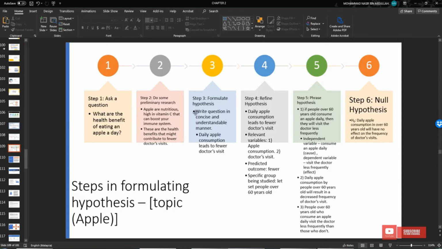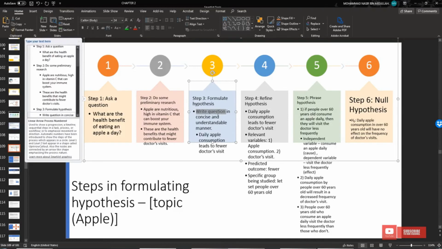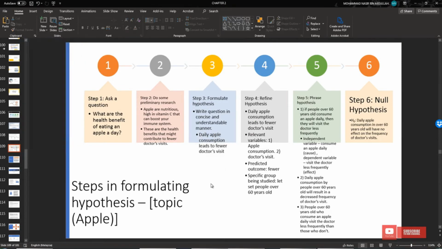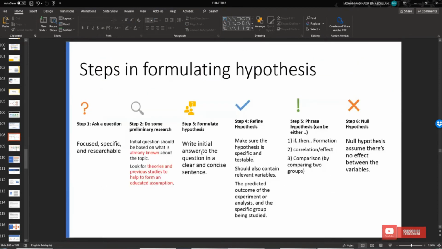So let's look at how we formulate a research hypothesis. We need to write in a concise and understandable manner. So daily apple consumption leads to fewer doctor visits, right? So this is the answer regarding eating apples, right?